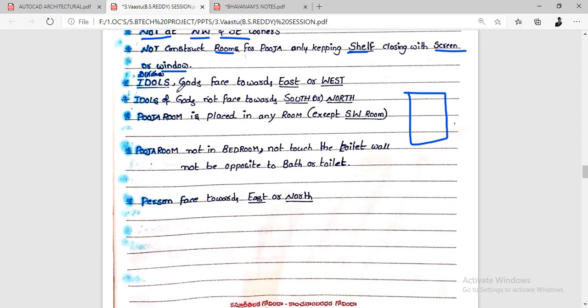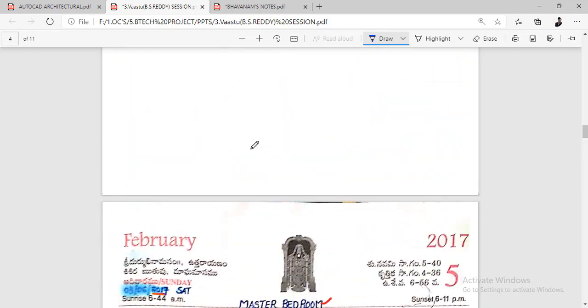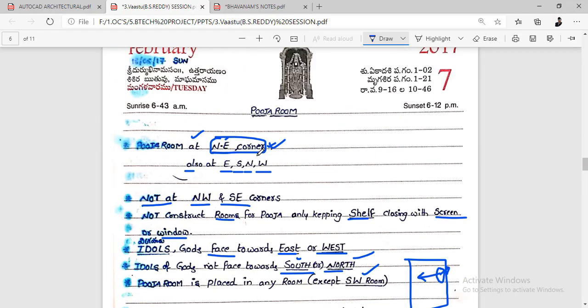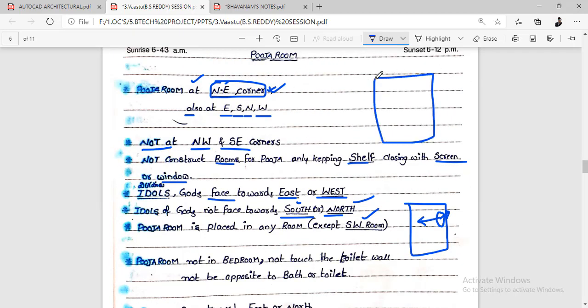And idols, the gods, should face towards the east and west. If it is a puja room, whatever god idols you are placing must be in an east-facing direction. Idols should not face south and north. And the puja can be placed in any room except southwest. In the southwest you never provide any puja. In most plans it will be like this: if it is a kitchen, somewhere in the kitchen we have a puja.